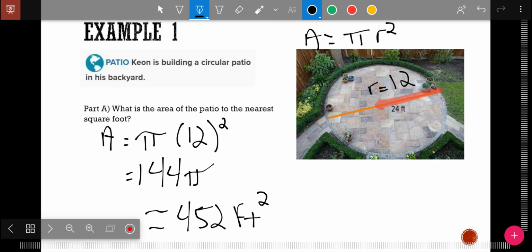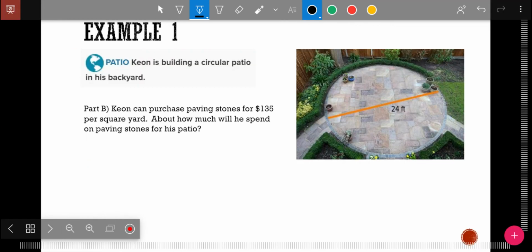Now, they have a second part to these problems. Their second part says Keon can purchase paving stones for about $135 per square yard. How much will he spend on paving stones for his patio? Well, first, what the heck is a square yard? There's 3 feet in a yard. If you don't know that, now you do. A football player might be able to tell you that. So 3 feet on one side, 3 feet on the other is 9 square feet. That means 9 square feet is 1 square yard.